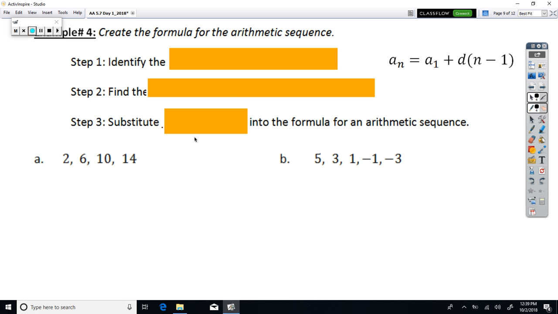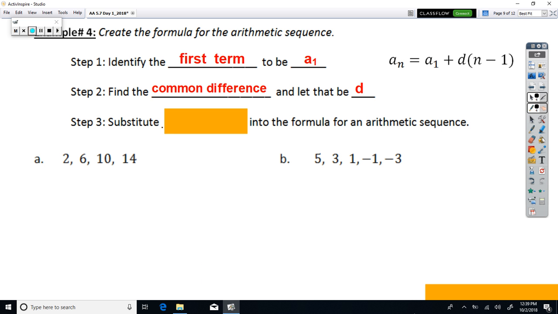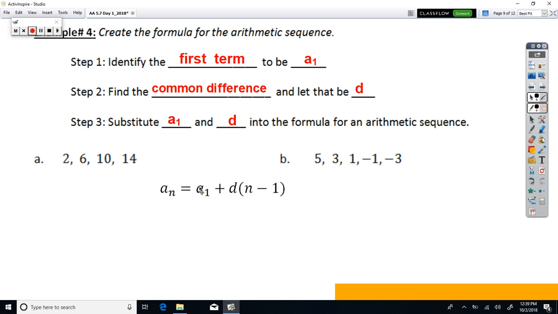So when you're asked to write a general form equation, all you have to do is identify what is the first term, just by looking at it. That's your a sub 1, first term. What's d stand for again? The common difference. So you have to find the common difference by observing the pattern. What are they adding every time? Let that be your d variable. And then you just substitute them into your formula.